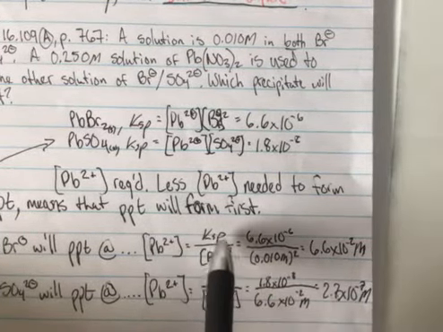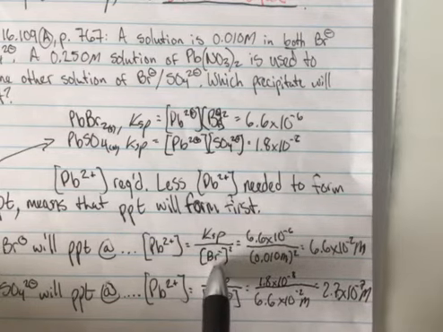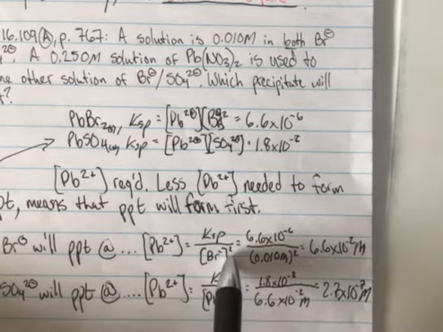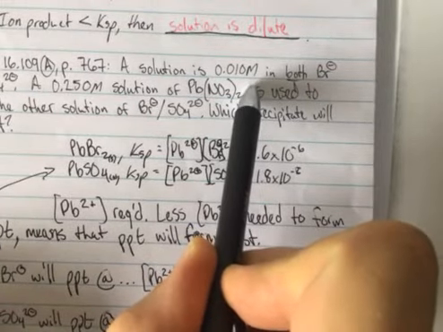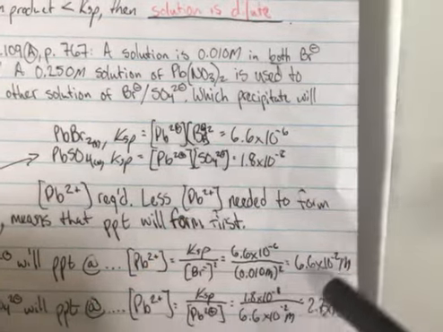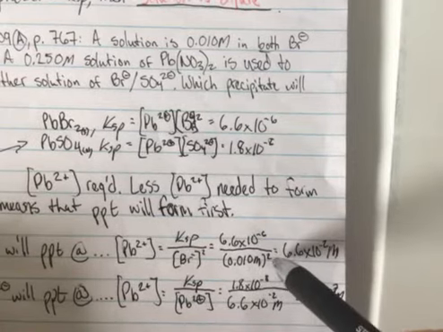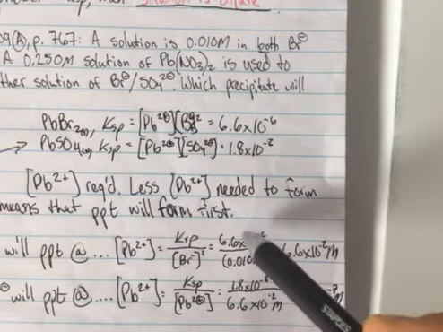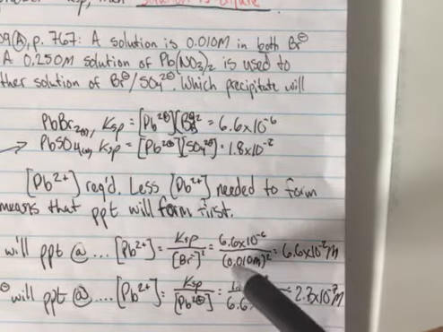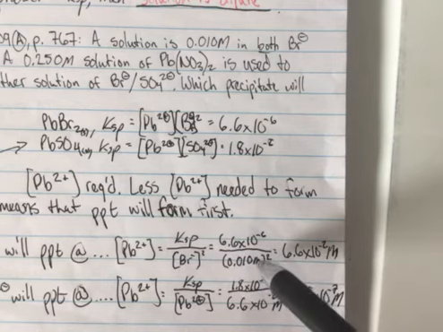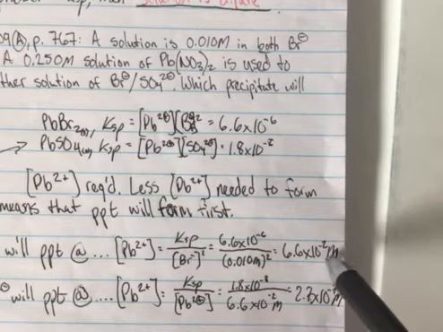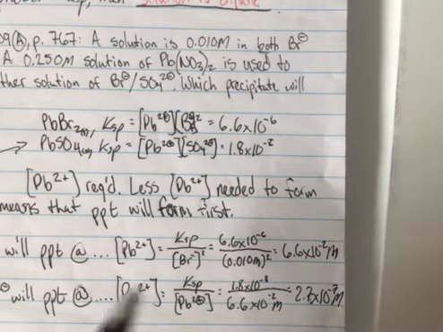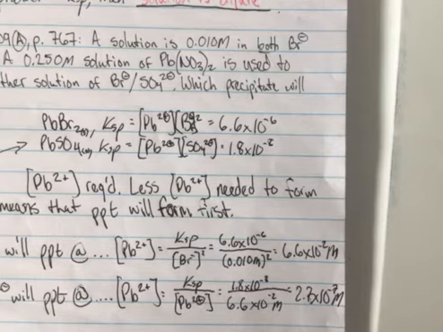Okay, so if you have Br minus, which will precipitate at where lead concentration is going to be equal to the KSP divided by Br minus squared. So that means, remember, we have that starting concentration of 0.010 molar. We divide the KSP by 0.010 molar squared. That's going to give you 6.6 times 10 to the minus 2 molar of lead that's going to form that precipitate. Okay.